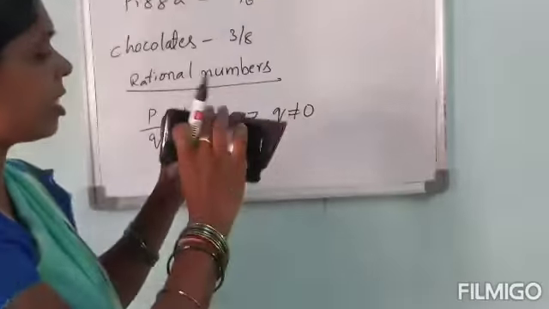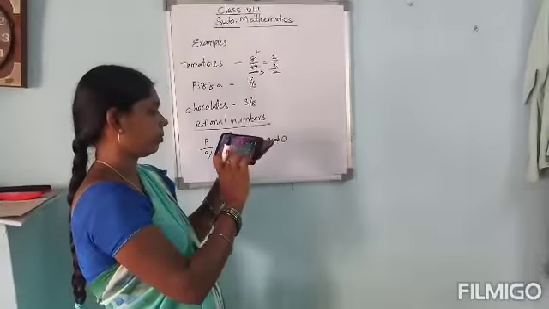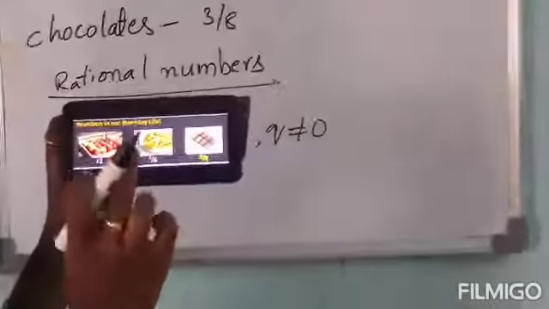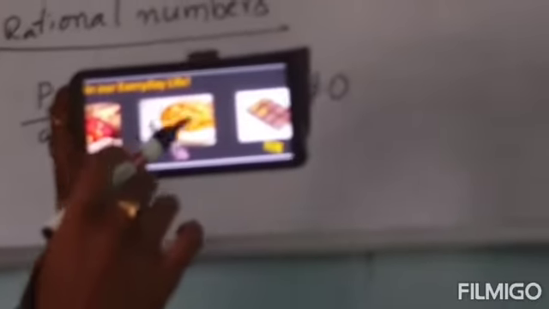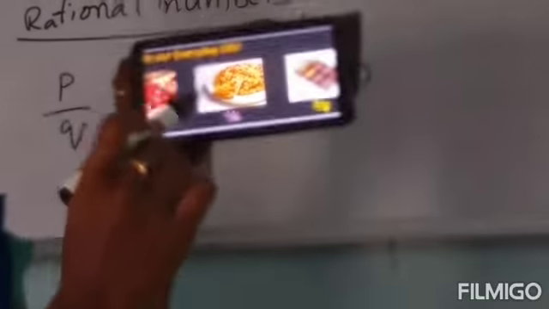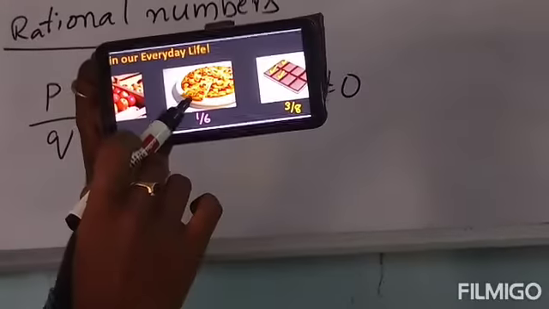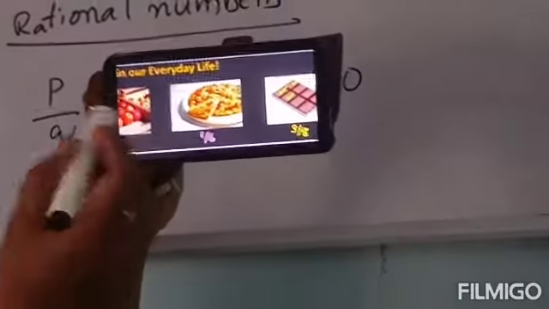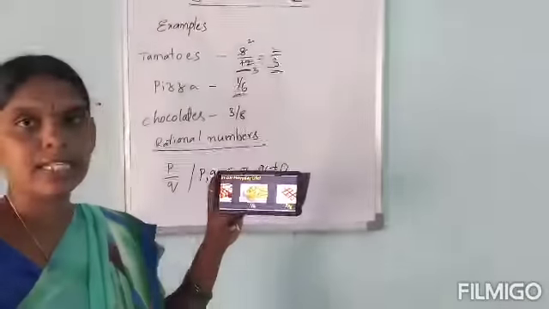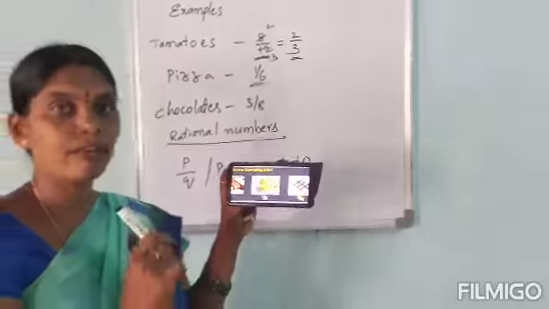The next example is pizza. Here I cut this pizza into 6 parts. So one part we have to eat. Then what is the eaten part? 1 by 6. The pizza part shows 1 by 6. It is also one example of rational numbers.